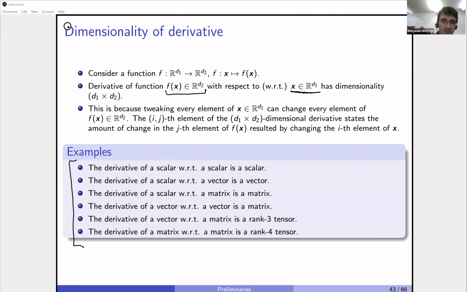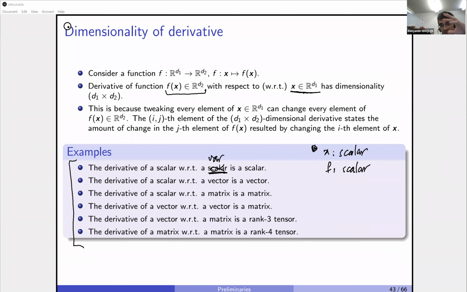Why, I tell you. I think by these examples, it will become clear. First, assume the variable is a scalar. I will correct this. Assume the variable is a scalar. F is also a scalar. It means that the function has a scalar output. The input is also a scalar. Whenever I change this input, it changes the output. Therefore, the derivative is a scalar too.